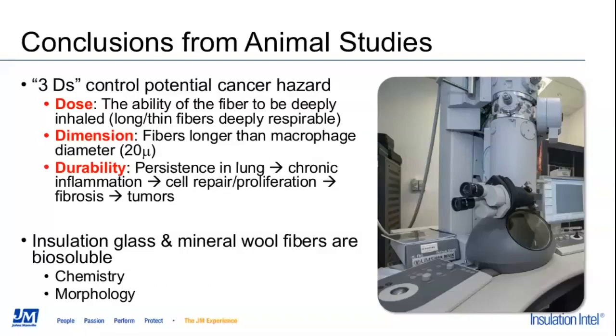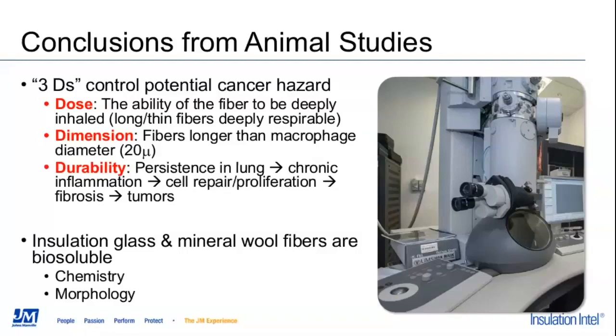Dose refers to the ability of these fibers to be deeply respirable. And we know from calculations based on what we call the aerodynamic diameter of fibers, it's a very interesting physics issue that if you get a fiber that's long, if it's thin enough, it actually behaves like a particle in the lung and is therefore deeply respirable. The dimension is also very important. So we're looking at fibers that are longer in length than a macrophage scavenger cell is in diameter. So a macrophage is around 20 microns in diameter.